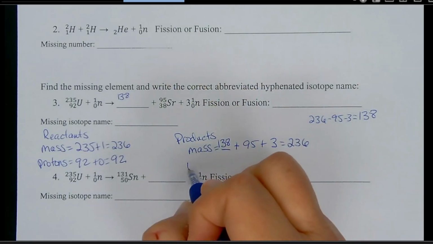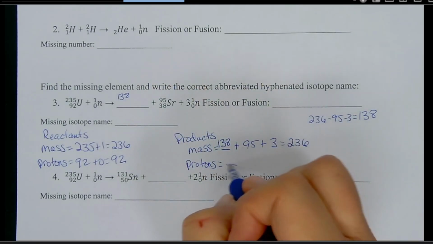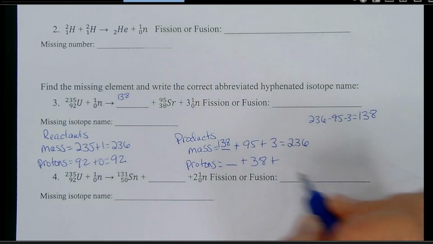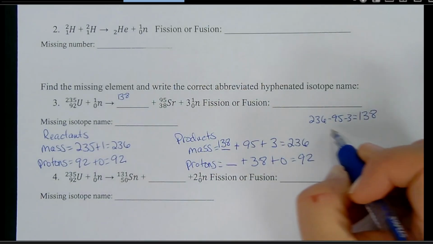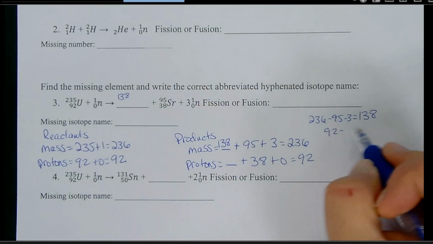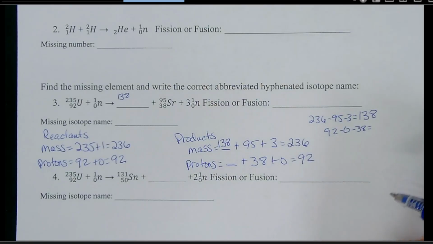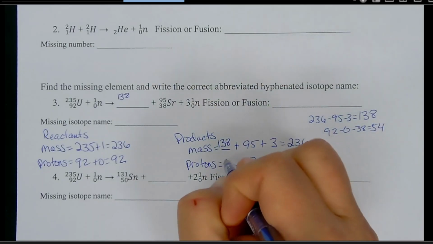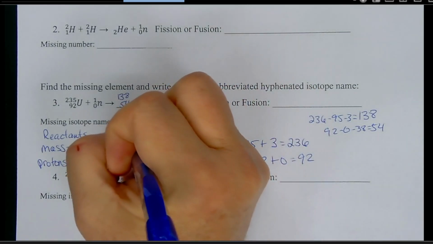Then I'm going to figure out my protons. So right now what I have is blank plus 38 plus 3 times 0 is 0, and it's got to equal 92. So I'm going to do my math here. I'm going to do the opposite of addition, which is subtraction. So 92 minus 0 minus 38. Okay, and when you do that, you should get 54. So my missing atomic number that has to go there is 54. So I'm going to put 54 here.